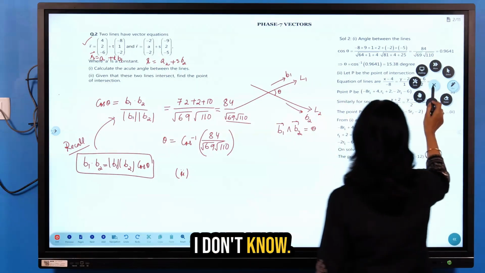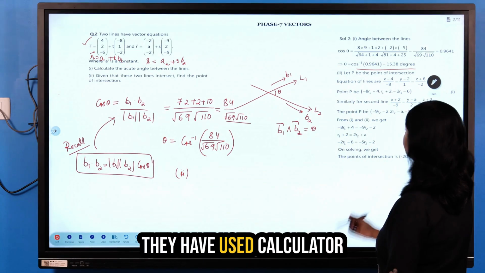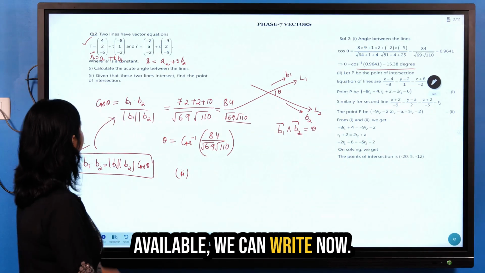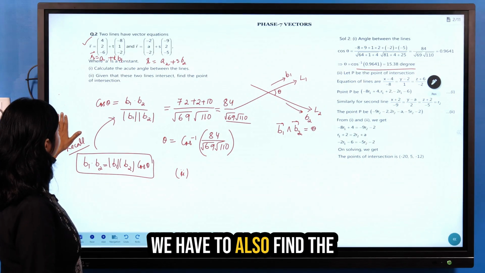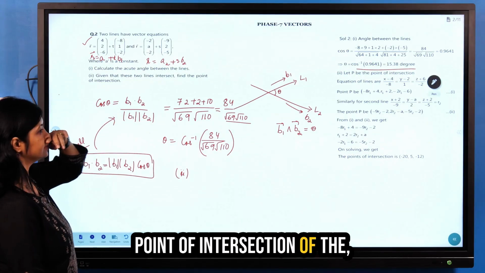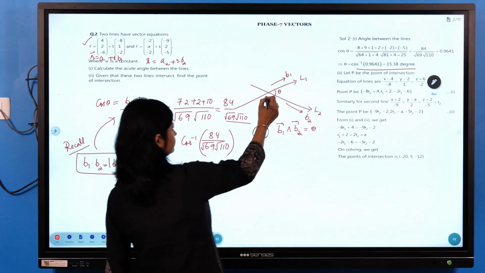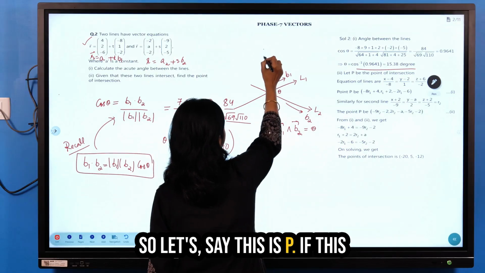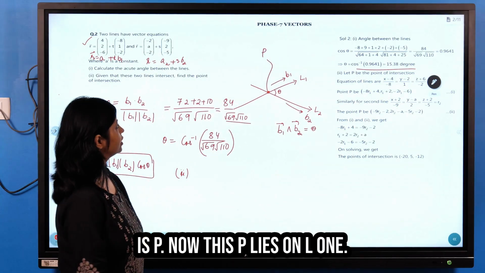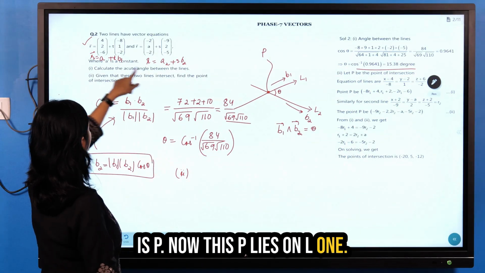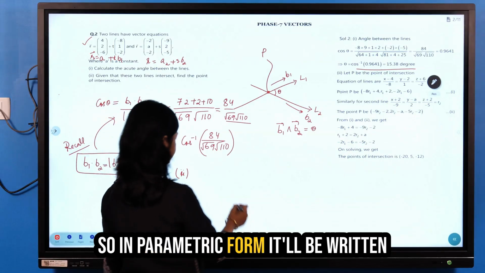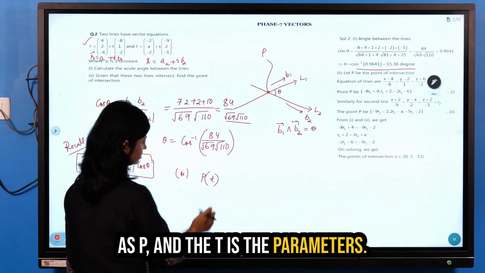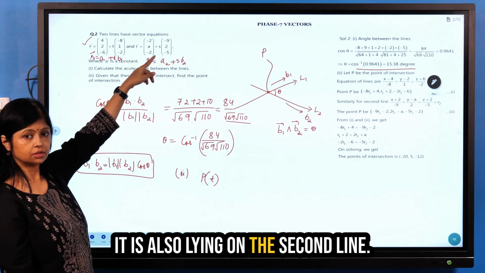In the solution, they have used a calculator to give you the answer. So if a calculator is available, we can write. Now, we also have to find the point of intersection of the two lines. Let's say this is P. This P lies on L1, so in parametric form it will be written with the parameter T. It is also lying on the second line.